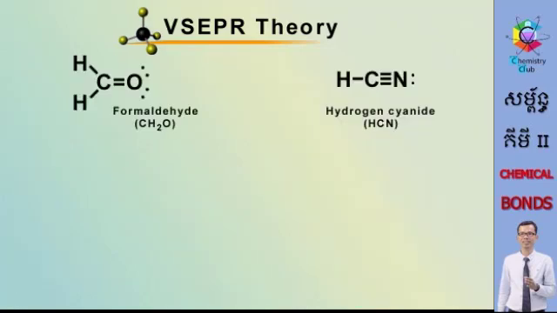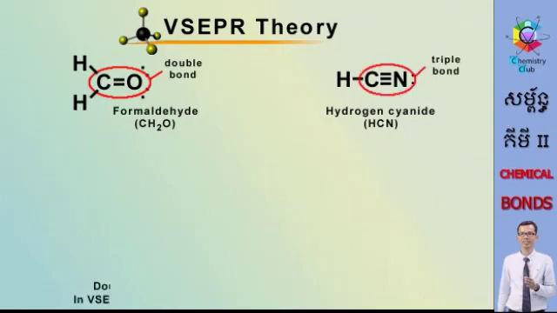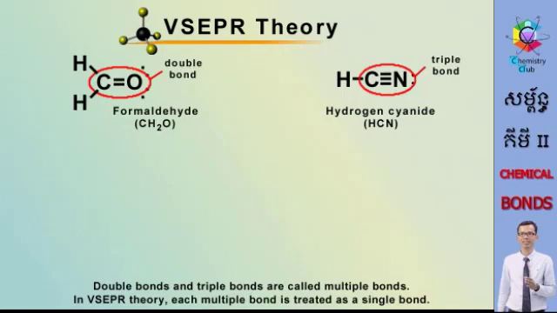Many molecules, such as formaldehyde and hydrogen cyanide, contain 2 bonds, or even 3 bonds between 2 atoms. 2 bonds between atoms is called a double bond, and 3 bonds between atoms is called a triple bond. Collectively, double bonds and triple bonds are called multiple bonds. How does VSEPR theory handle multiple bonds? In VSEPR theory predictions of shape, each multiple bond is treated as if it were a single bond.